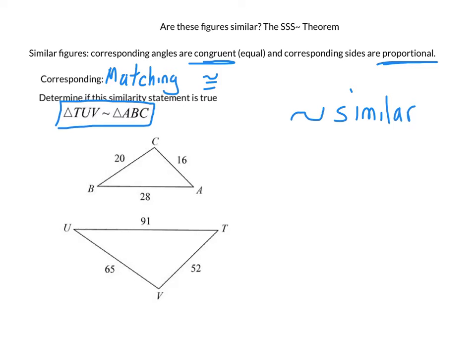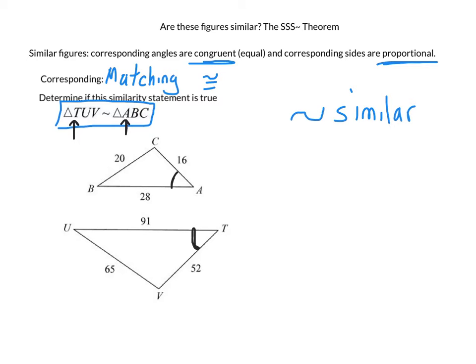So if triangle TUV is similar to triangle ABC, the corresponding parts are going to be shown by the order of the letters. So T is the first letter in the first triangle, that's here, and it would correspond or match up with angle A in the other triangle. So if they are similar, those will be congruent angles. We don't know that yet, we're trying to prove that.